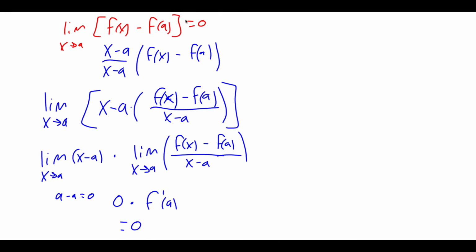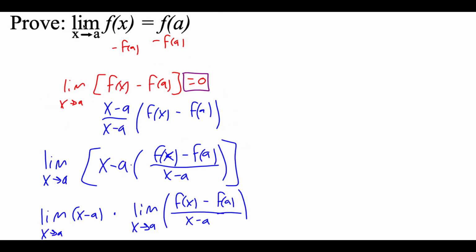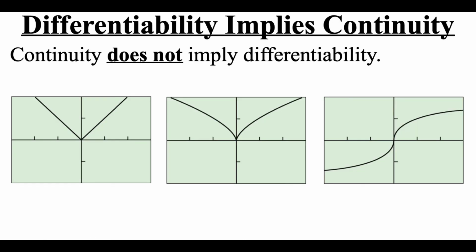We were trying to prove that this was going to be equal to 0, and we just got 0 as our answer. So by showing that this limit of our function f of x as x is approaching a is equal to just f of a, that implies that this graph is continuous at the x value of a. Now, it doesn't necessarily work the opposite direction.